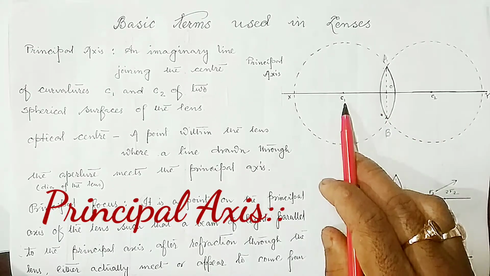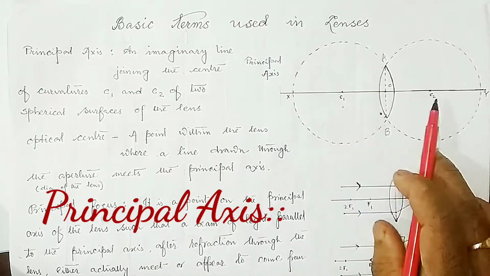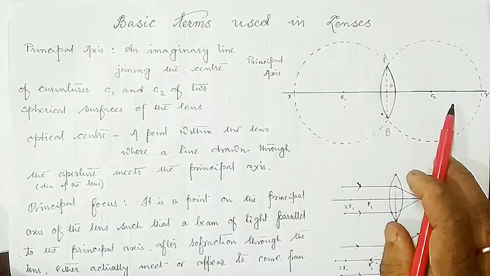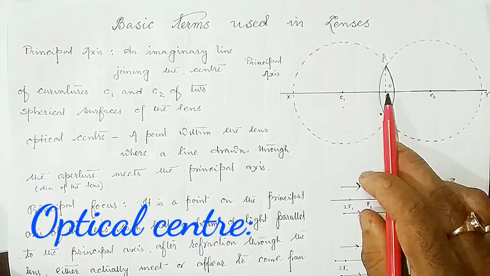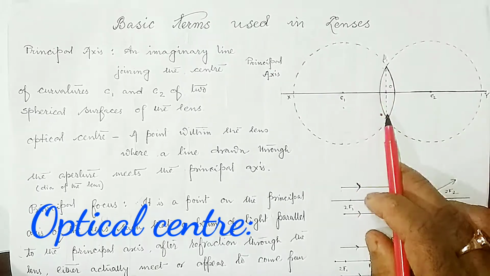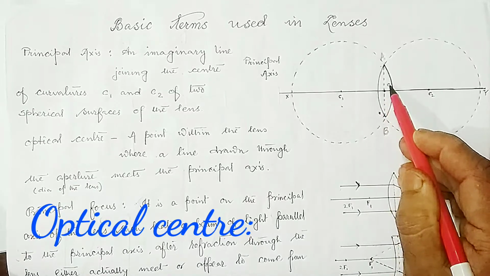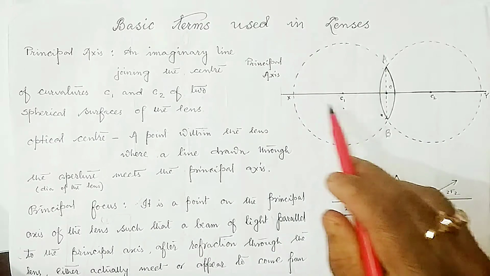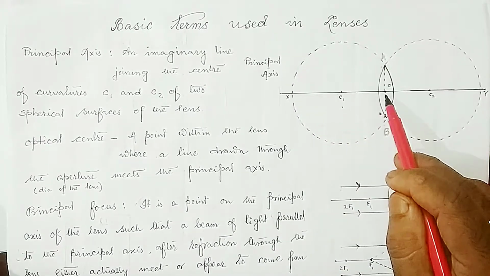Here, C1 is the first center of curvature, C2 is the second center of curvature. If I join C1 and C2 by a line, that imaginary line is called the principal axis. The point within the lens where a line drawn through the aperture meets the principal axis is called the optical center. In this lens, AB is the aperture, as I already told you, C1 C2 is the principal axis, and O is the optical center.